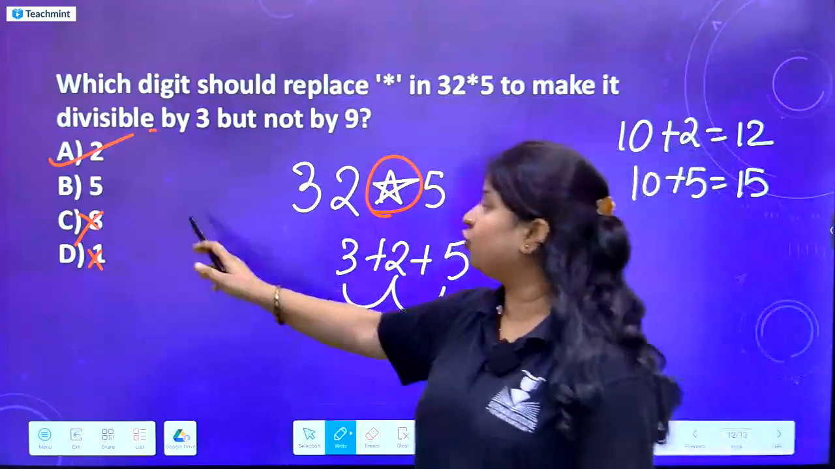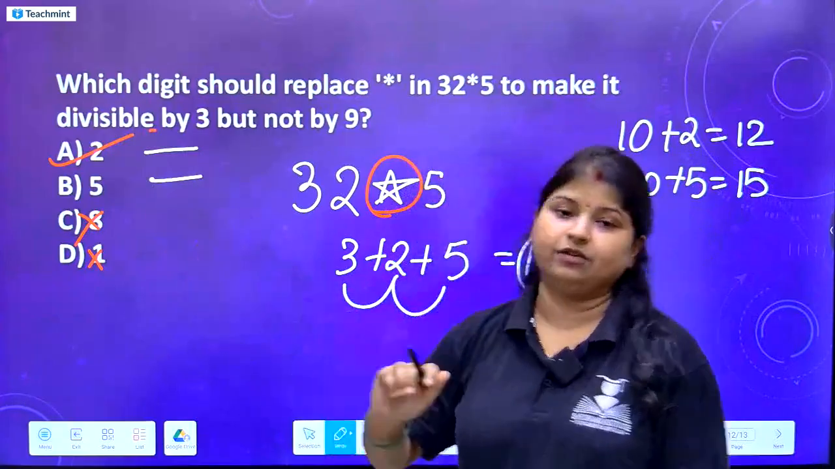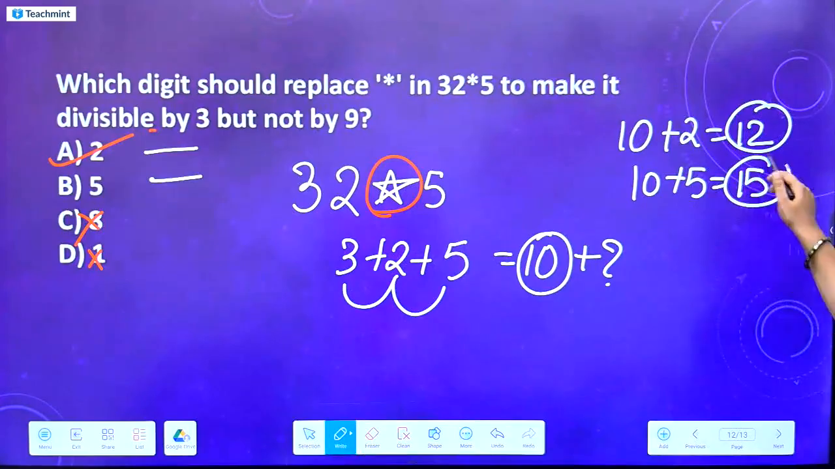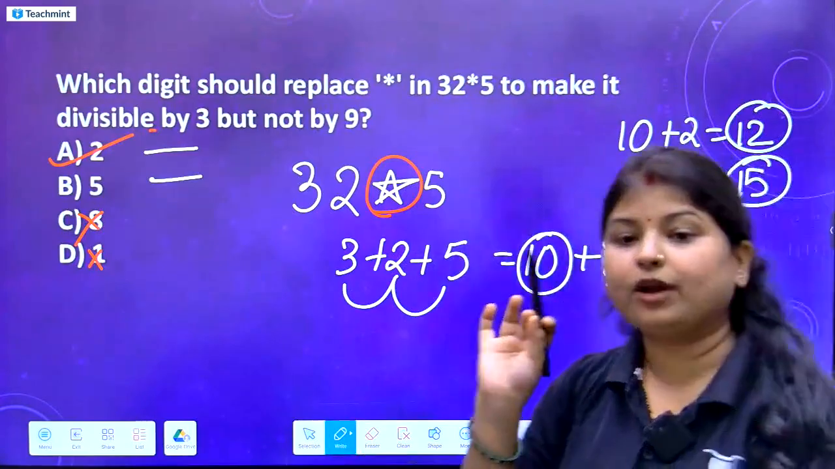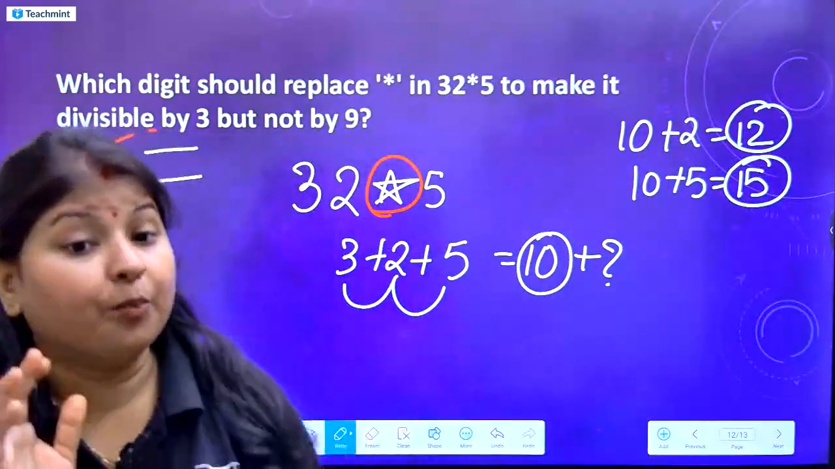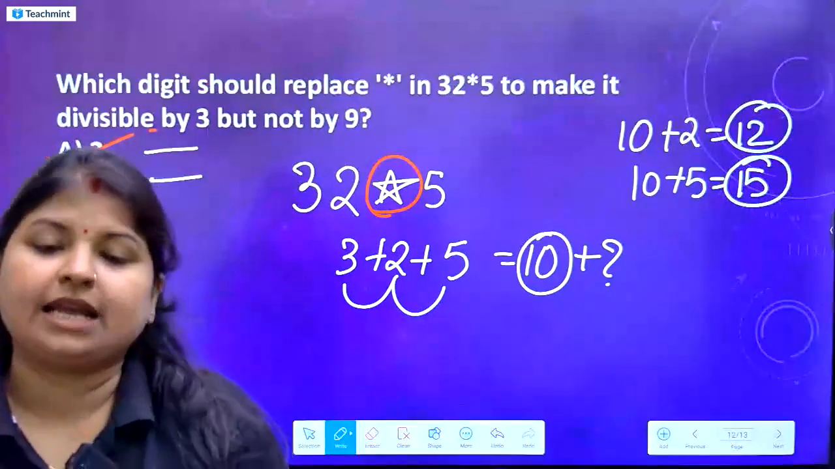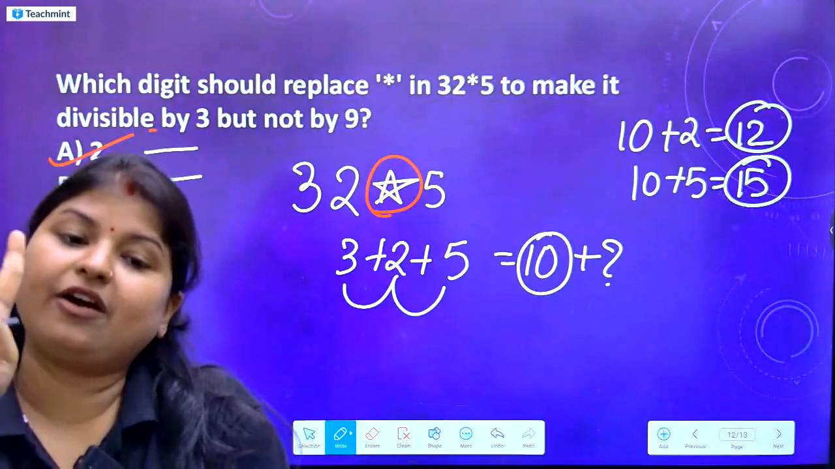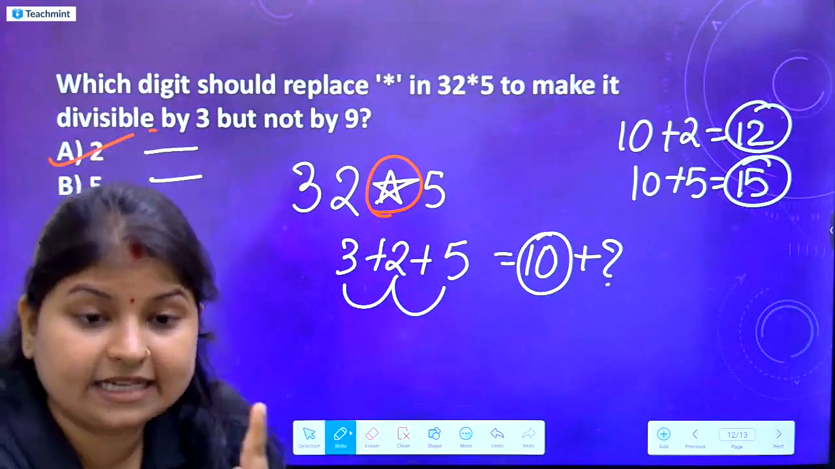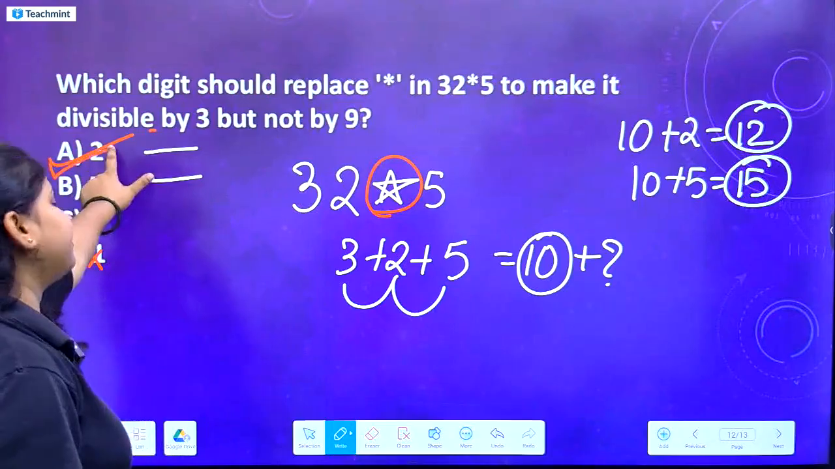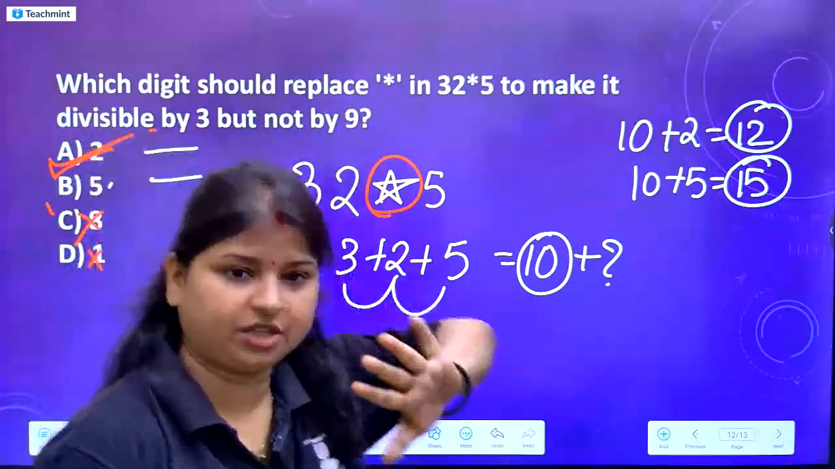So, here I have two options, 2 and 5. 10 plus 2, 12, also correct. 10 plus 5, 15, also correct. Because 12 and 15, both are divisible by 3, not by 9. In such cases, when you have two options in the divisibility rule question, always go for the lesser value if nothing is mentioned in the question.